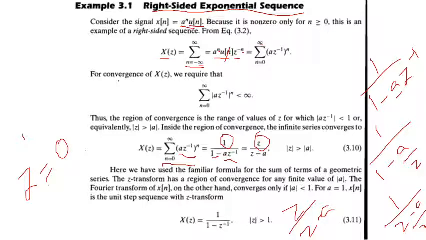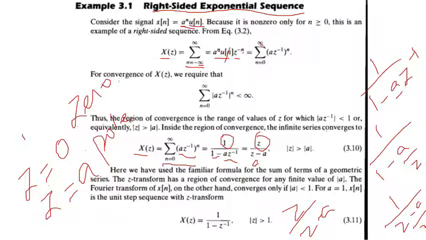Now if I put z is equal to 0, this is our 0. Because if I put z is equal to 0, function x of z becomes 0. And if I put z is equal to a, x of z becomes infinity, because a divided by 0 is infinity. So this is 0 and this is pole. Okay.